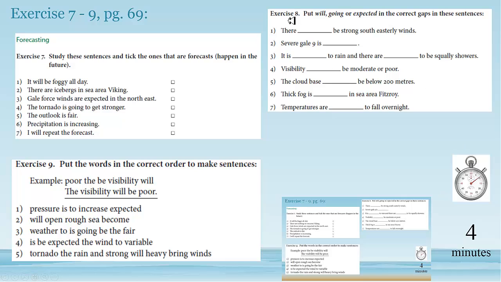Exercise 8, we have 3 different ways of talking about the future. So I want you to put will, going, or expected in the correct places in the 7 sentences below. Okay? And then exercise 9, put the words in the correct order to make sentences. So you see the example here: poor, the, be, visibility, will. Change it all around and the visibility will be poor. Remember, in Norwegian, visibility means sikt. Poor visibility, dårlig sikt. Okay, you got 4 minutes.